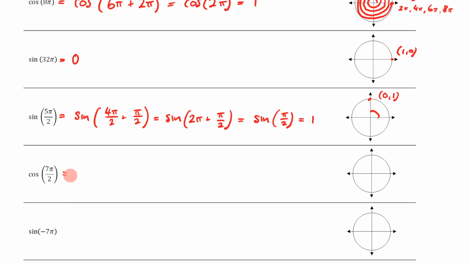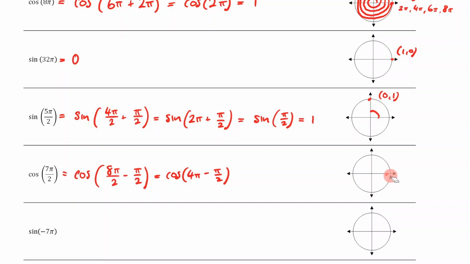We could come here. Now, how can I break this up? Well, what if I broke it up like this? What if I went cos of 8 pi on 2 minus pi on 2? That's going to be cos of 4 pi minus pi on 2. And this 4 pi is just going around twice, isn't it? So I'm just ending up there.